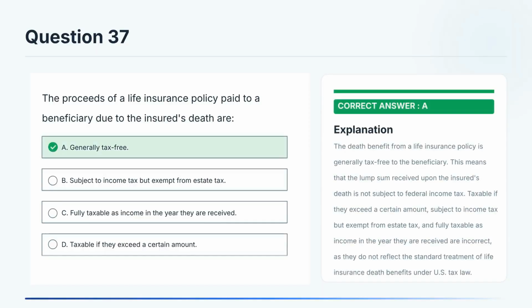The answer is A. Generally tax-free. The death benefit from a life insurance policy is generally tax-free to the beneficiary. This means that the lump sum received upon the insured's death is not subject to federal income tax. Taxable if they exceed a certain amount, subject to income tax but exempt from estate tax, and fully taxable as income in the year they are received are incorrect, as they do not reflect the standard treatment of life insurance death benefits under U.S. tax law.